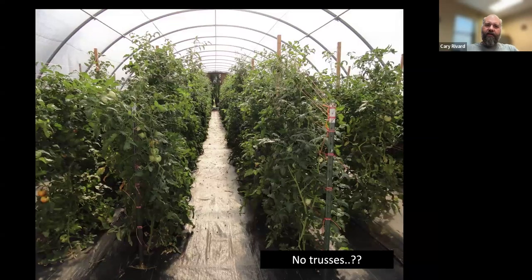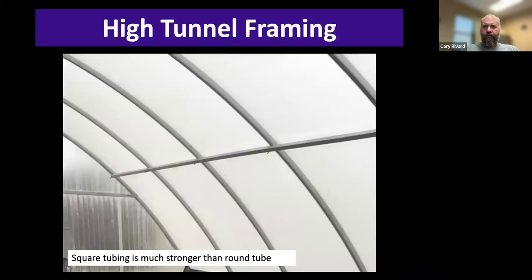Now, there are Quonset style tunnels out there that don't have trusses. This is a commercial grower here in Kansas. In this case, this is a stumpy high tunnel. And if you were to look, you'd actually see that the bows themselves are like 2 and 7/8 inches. They're really big around, very sturdy, right? And so for that reason, they didn't need to have a truss, essentially.